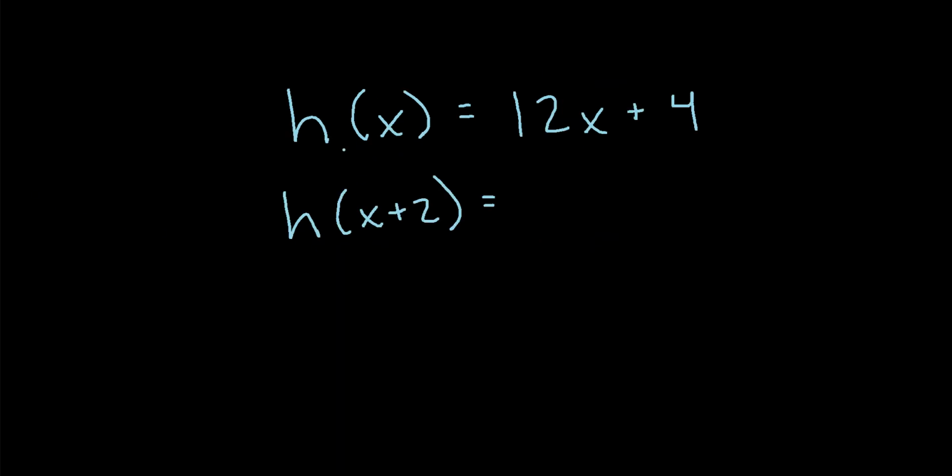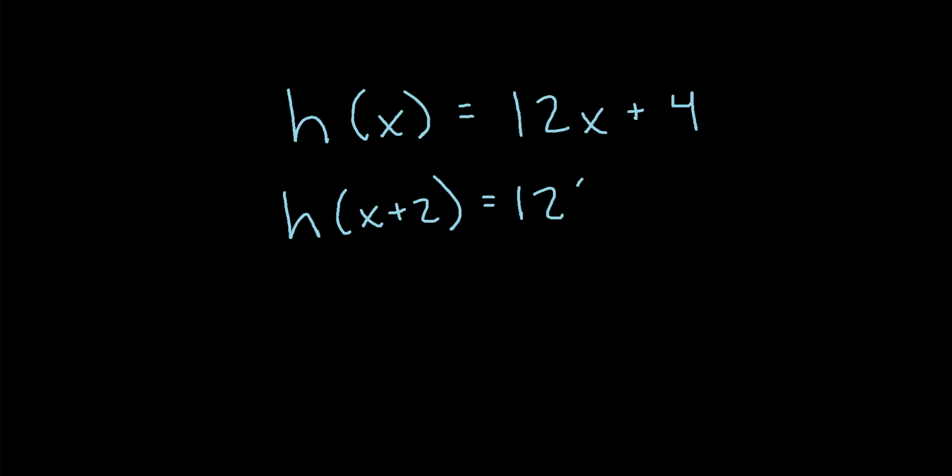All right, let's try one last example. Let's say we have the function h of x is equal to 12x plus 4, and we want to evaluate it for the value x plus 2. So this one's a little bit different, but we use the same process where we're just plugging this value into x wherever we see x in the function. So let's see what we get.